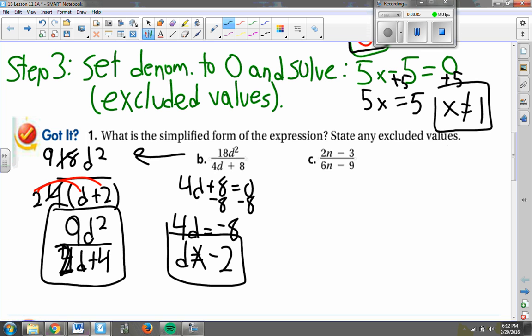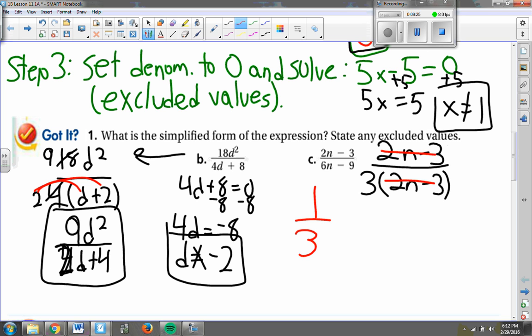And over here, the top becomes just 2n minus 3. I cannot factor anything out of both of those. 2 and 3 have no common factors. 6 and 9 do, however. I can do 3 and, oh, look at that, 2n minus 3. So now I see a 2n minus 3 on the top and the bottom. My simplified form is 1/3.